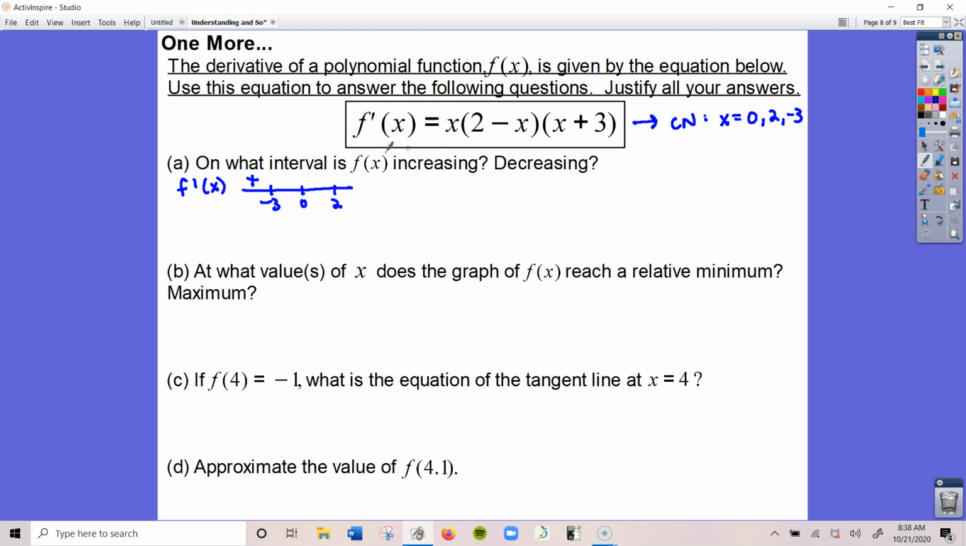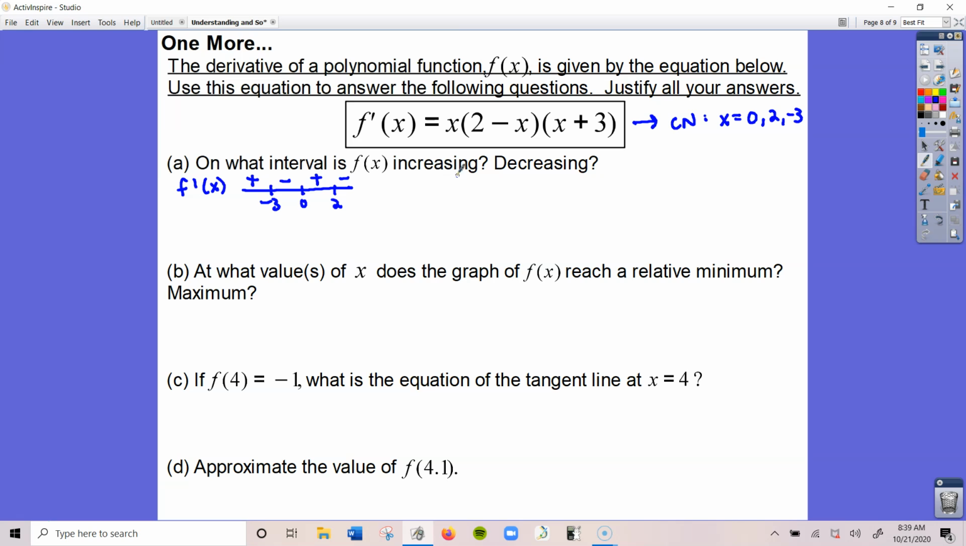If I plug in negative 2, I would get a negative, positive, positive, giving me a negative number. When I plug in 1, I get positive, positive, positive, so positive. And then if I plug in 3, I get positive, negative, positive, giving me negative. So this is everything I need to answer all of these questions.